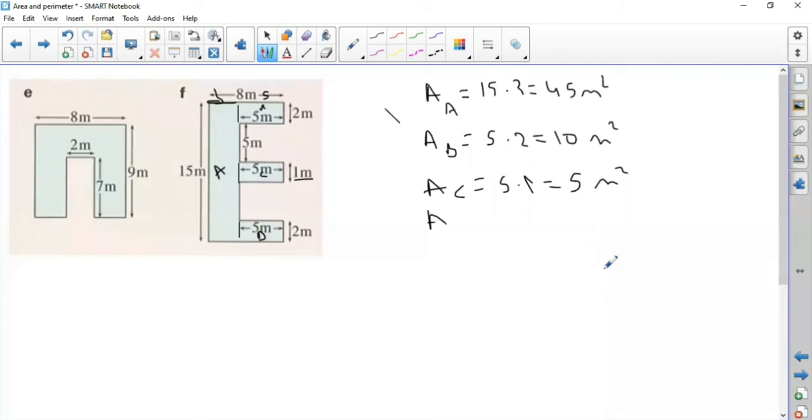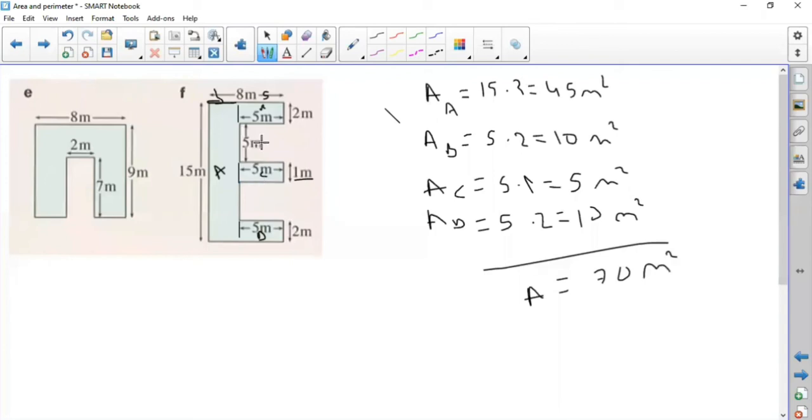5 times 2, which is 10 meters squared. Okay, so the total area, we'll have to add them. The total area is 67 meters squared. Yes. Okay, so this is the area of this shape.